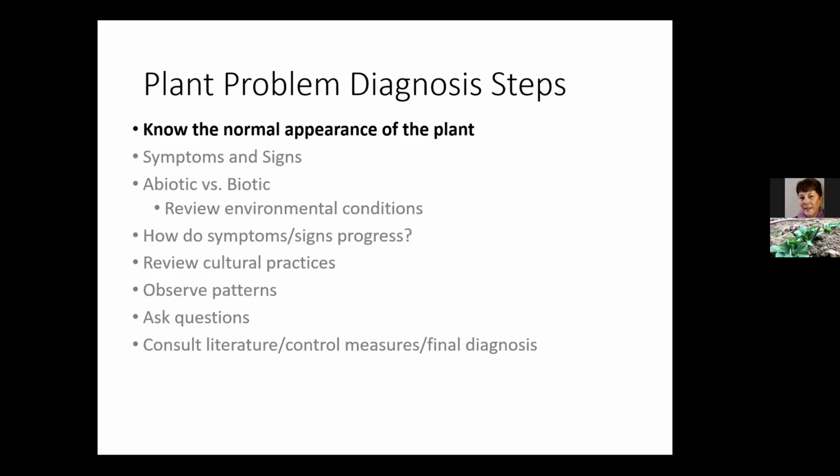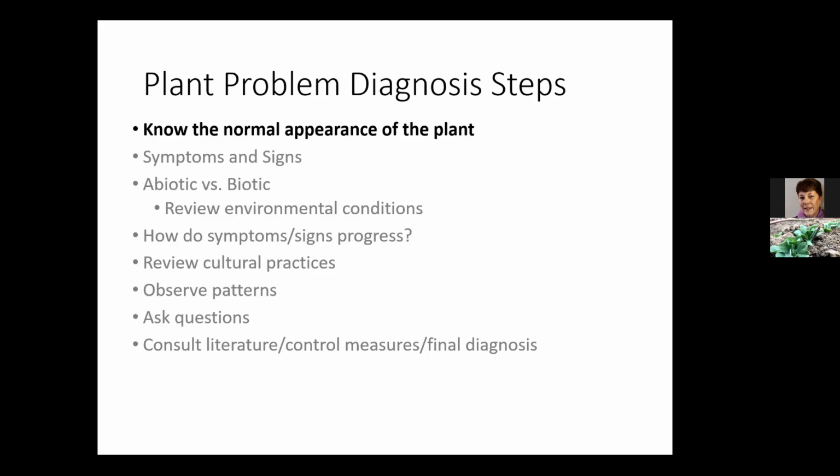So as we walk through the plant diagnostics today, or the plant pathology portion of it, we're going to keep in mind the plant problem diagnostic steps, because the most important thing to identifying what could be wrong with the plant is knowing what the plant is supposed to look like and what the plant is. So the identification of the plant, knowing the normal appearance of the plant, is really important. And we'll probably get through symptoms and signs before we get to our first break. So hopefully that will work out really well for us today.